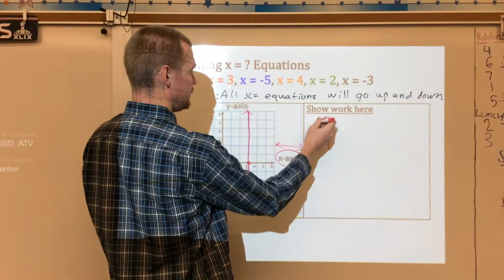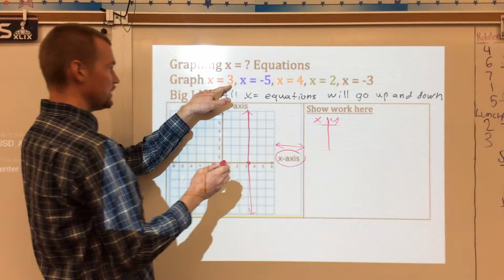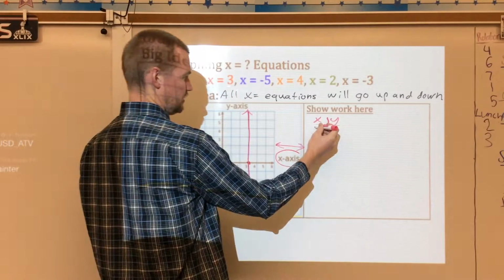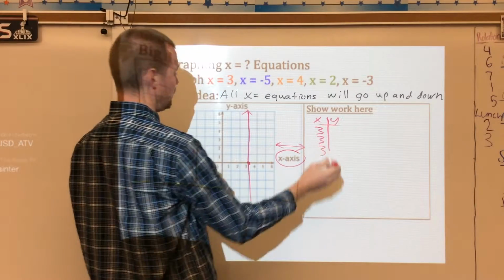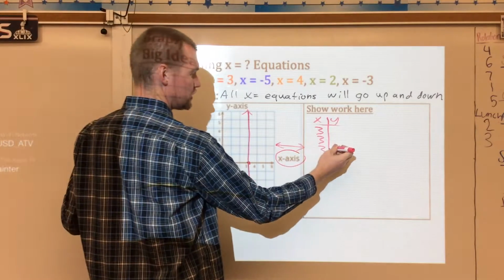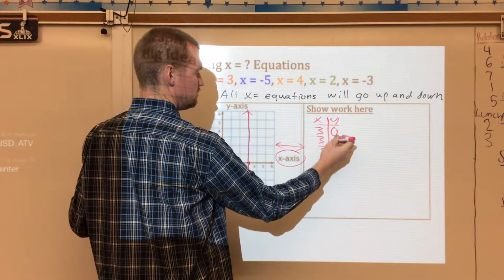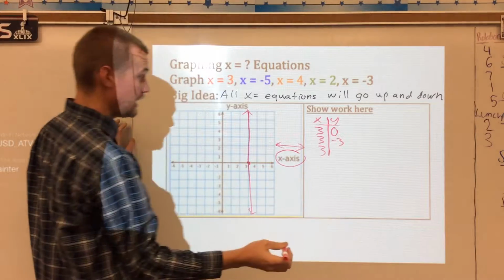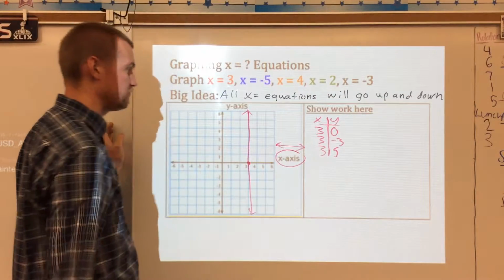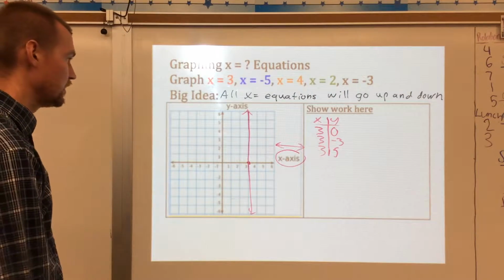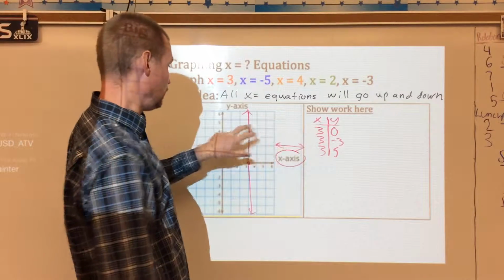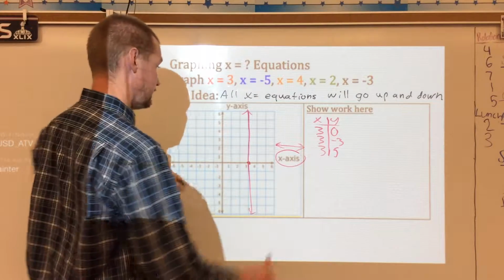The other way is we can create a function table. So we have x and y. Notice the x values are always locked in at 3. It says x equals 3, so we can't change that. If I pick 3 points, all x's have to be 3's. The y values could be whatever you want. We can do 0, negative 3, and positive 5. We're going to check that these 3 points in our function table land on the line we created earlier.